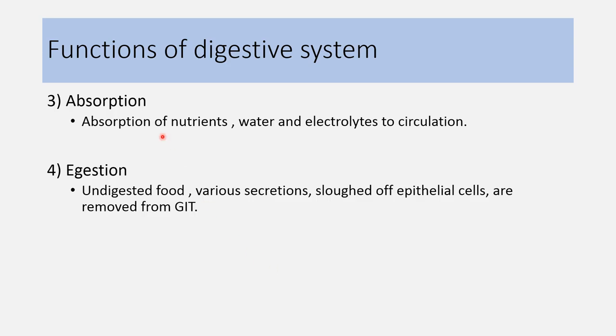Absorption of the nutrients, water and electrolytes into the circulation occurs in the gastrointestinal tract. Undigested food particles, various secretions and sloughed off epithelial cells are removed from the GIT, and this process is known as egestion. All these products are removed as feces.